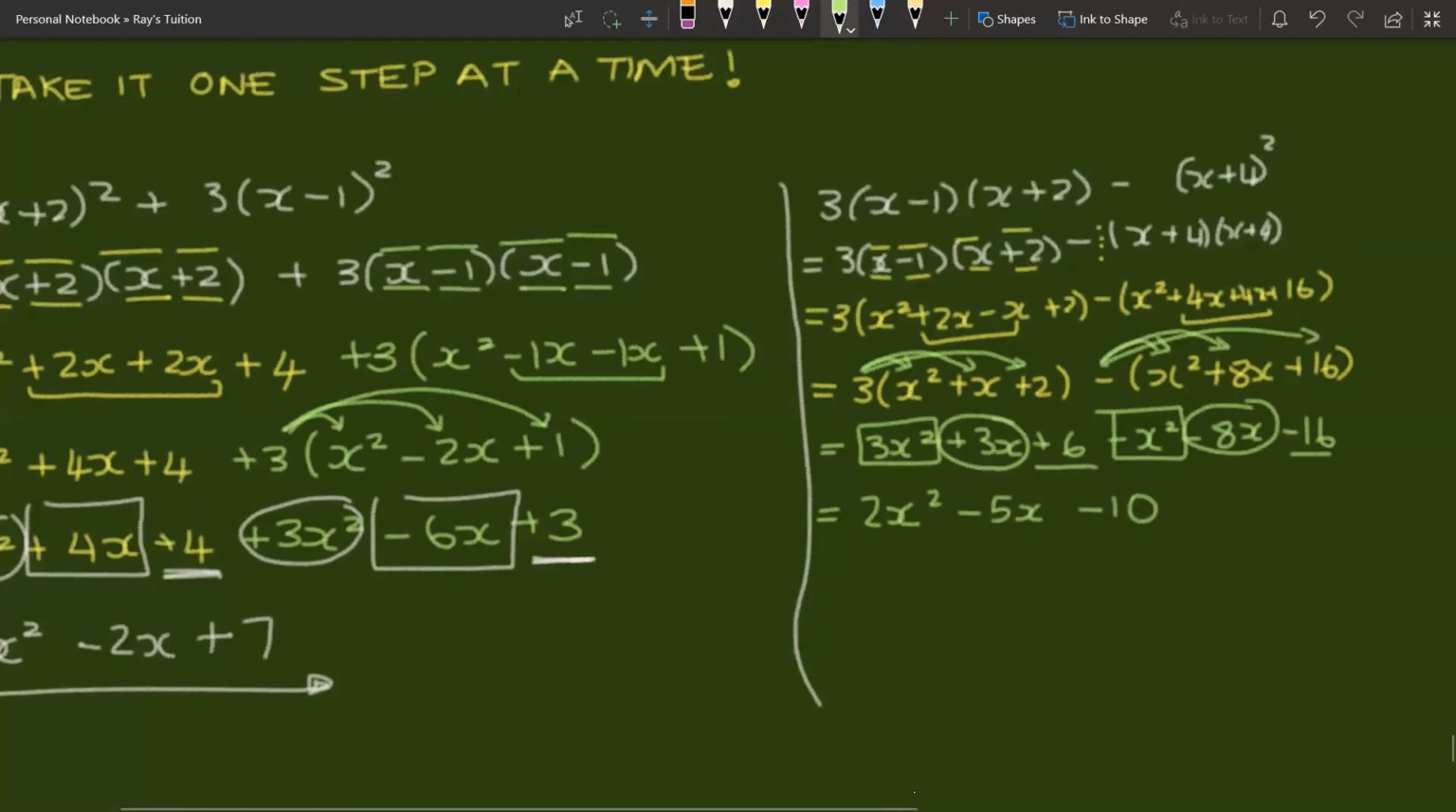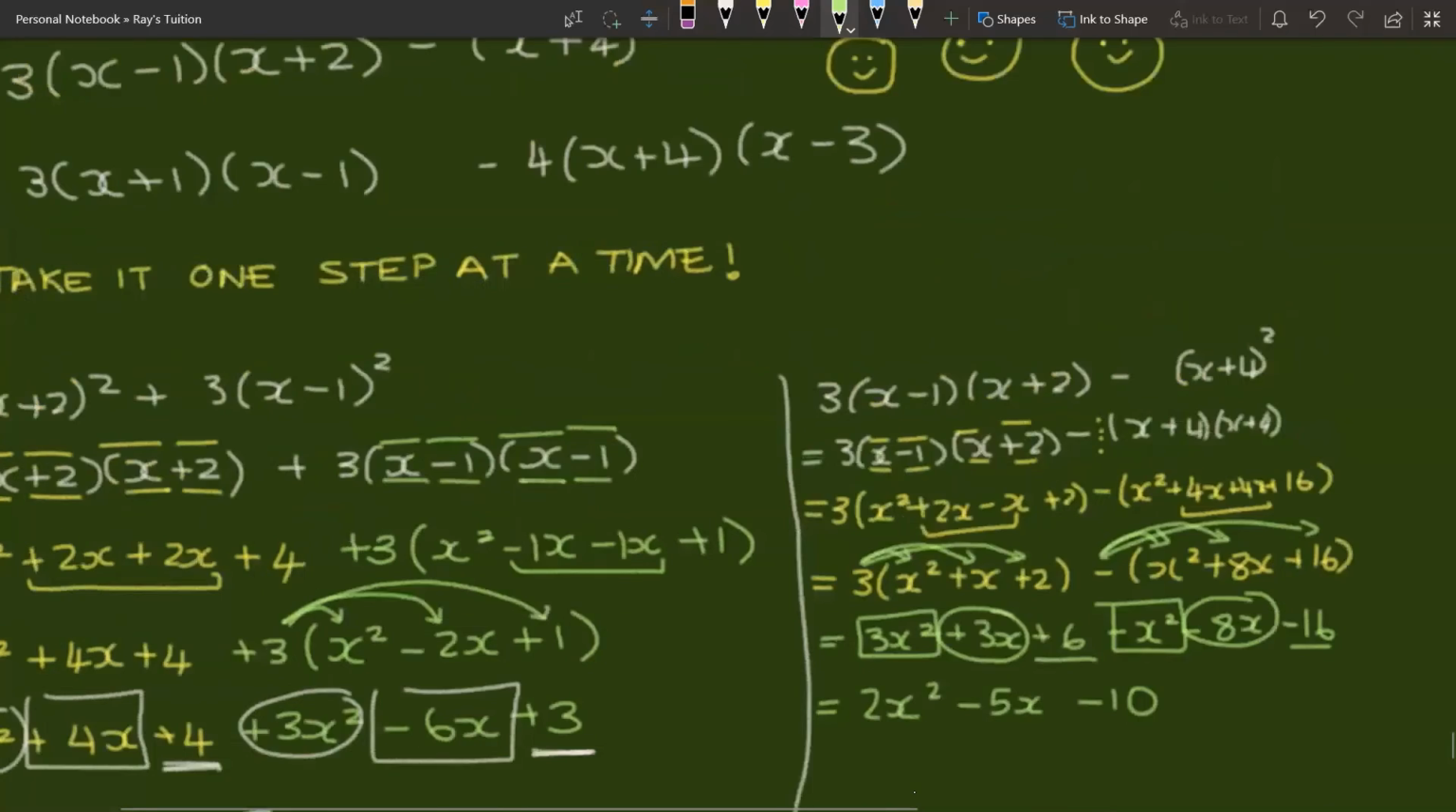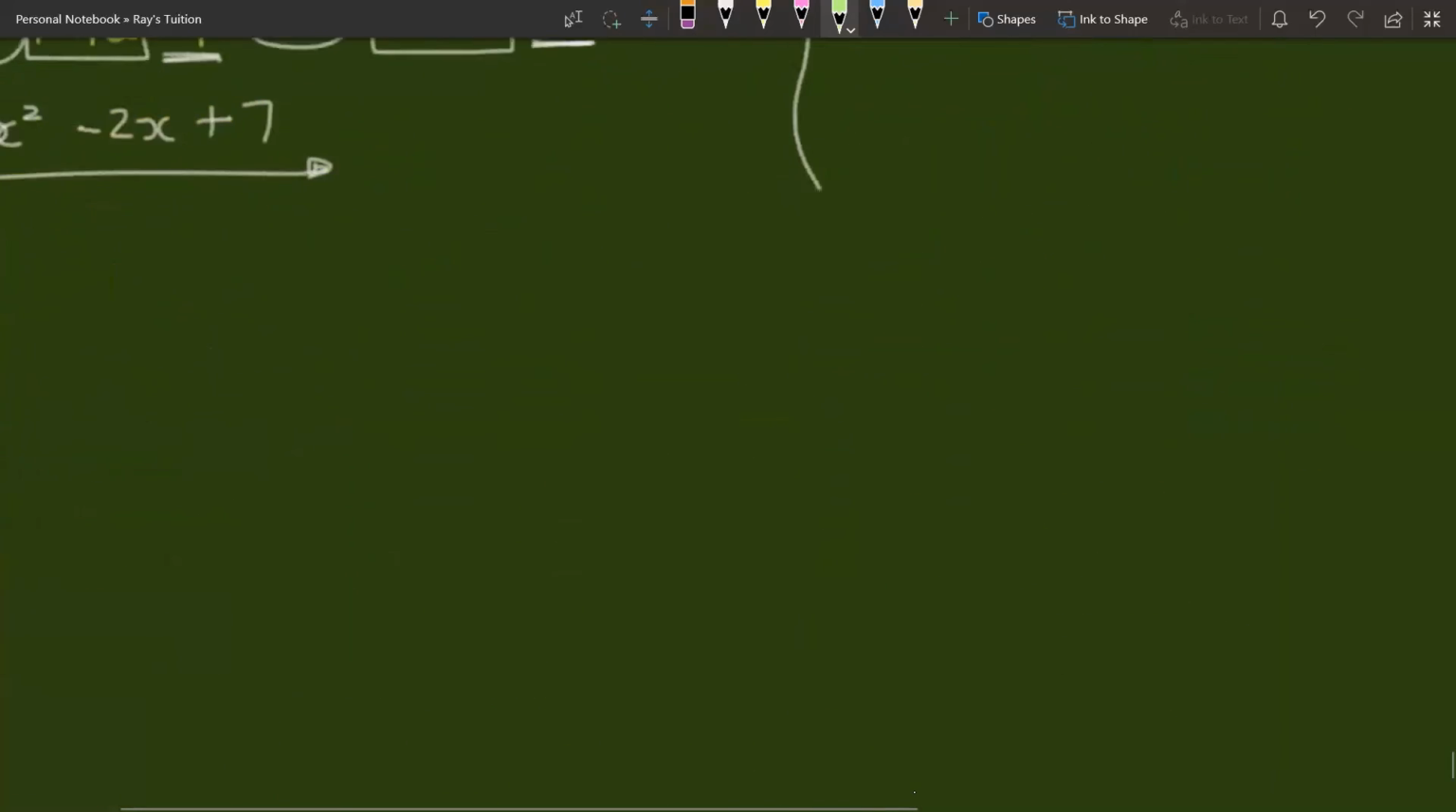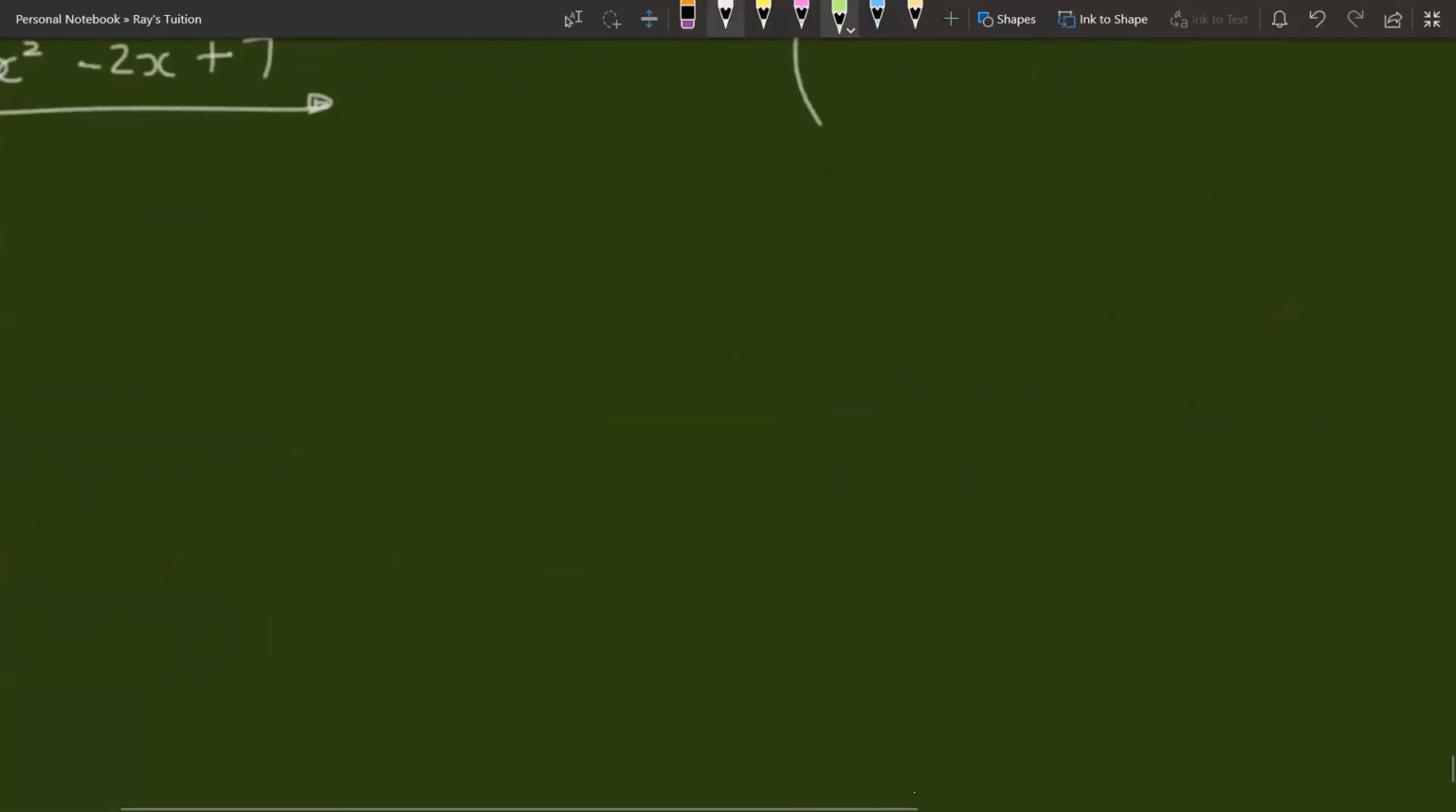Now let us look at the other example, the last one. So the last one, the question is, and I'll write it here, it's 3 times x plus 1 times x minus 1 minus 4 times x plus 4 times x minus 3.